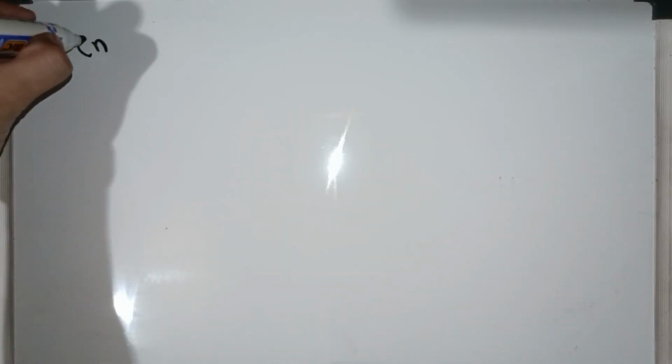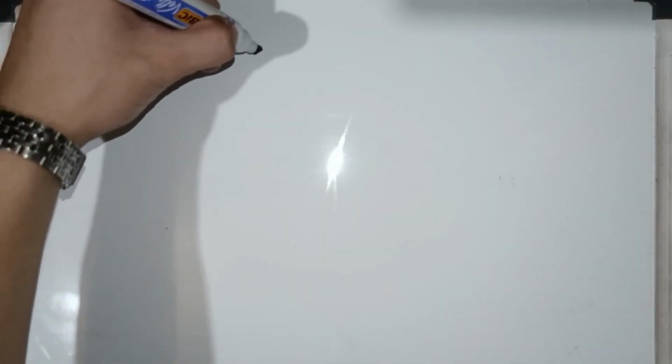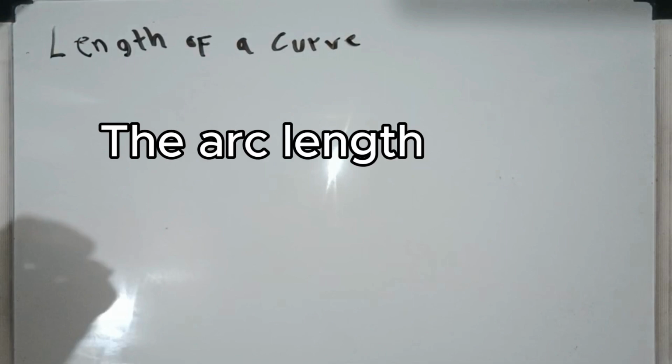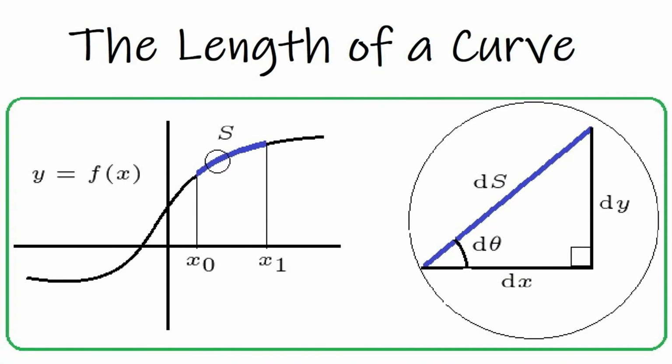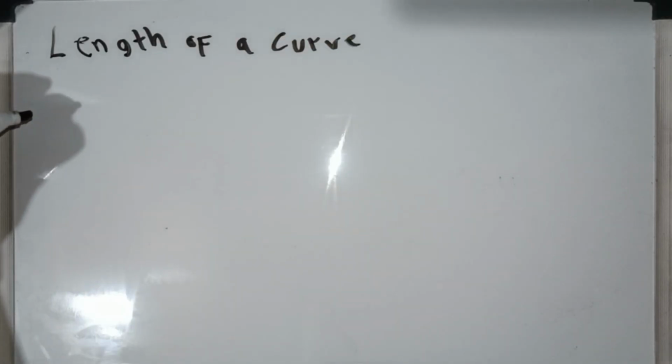Now let's proceed to our last topic, which is the length of the curve. The length of the curve refers to the measurement of the distance along a curved path, and it is calculated using integration. It also determines the actual length of a curve between 2 points, taking into account its shape and bends. It is crucial in designing roads and bridges and many more applications. And it has a formula.